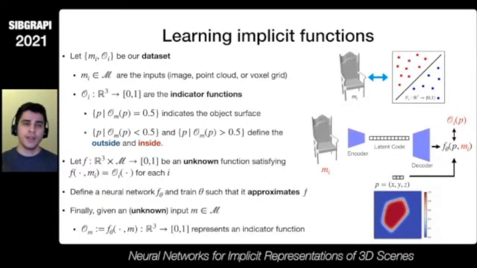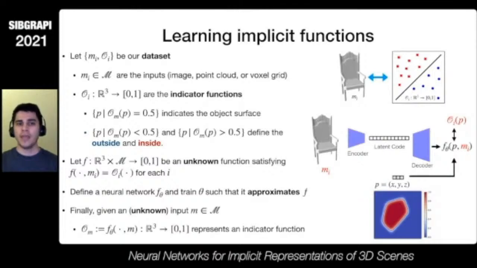Next, we define a neural network and train its parameters such that it approximates the function f. This network basically considers an encoder that receives the input object and returns a feature code, which is the input of a decoder. The output of this decoder is a list of parameters used to construct an indicator function.